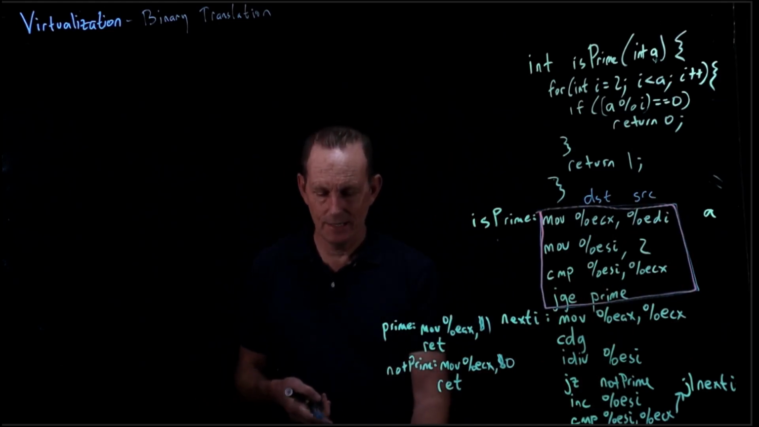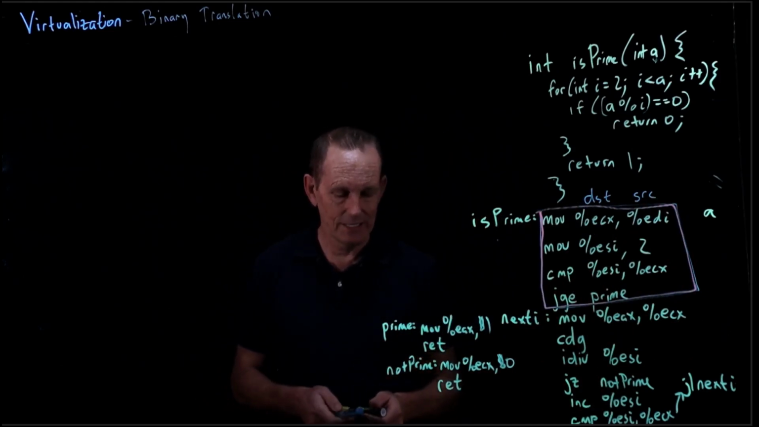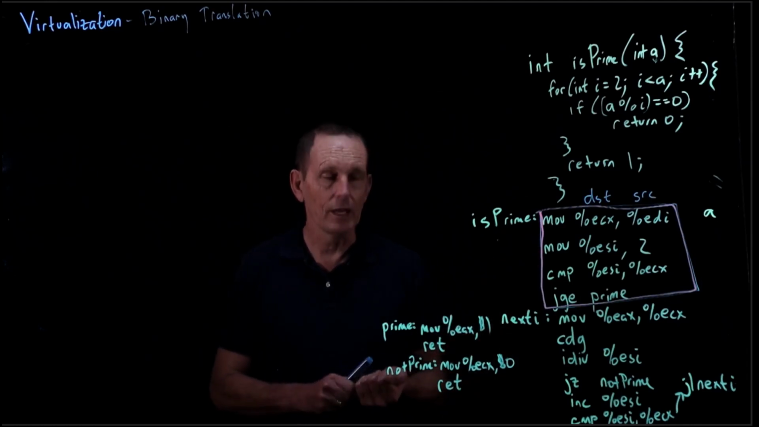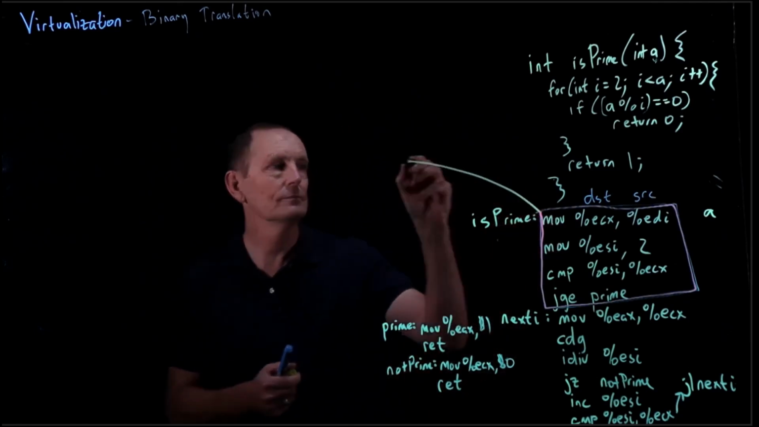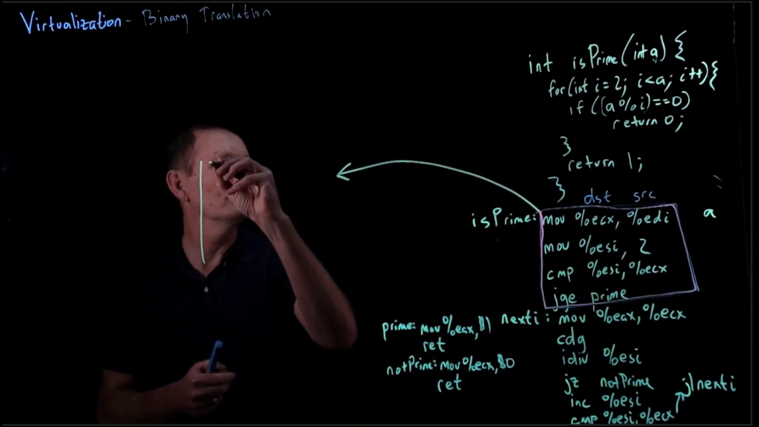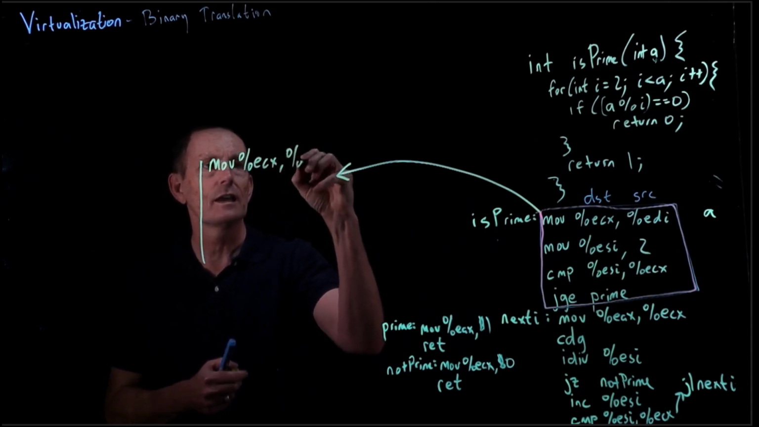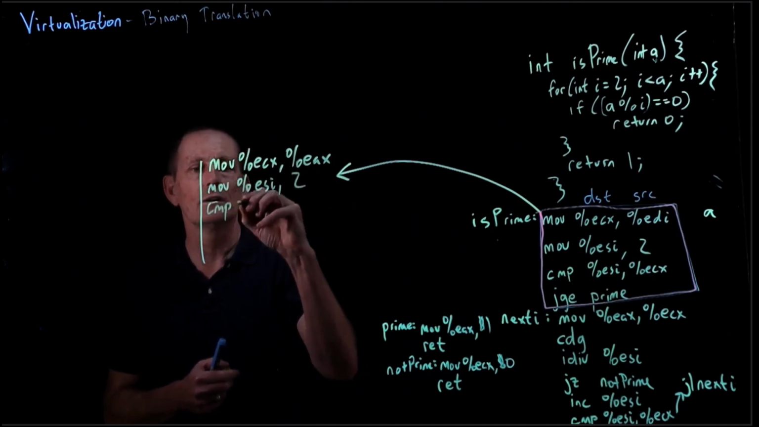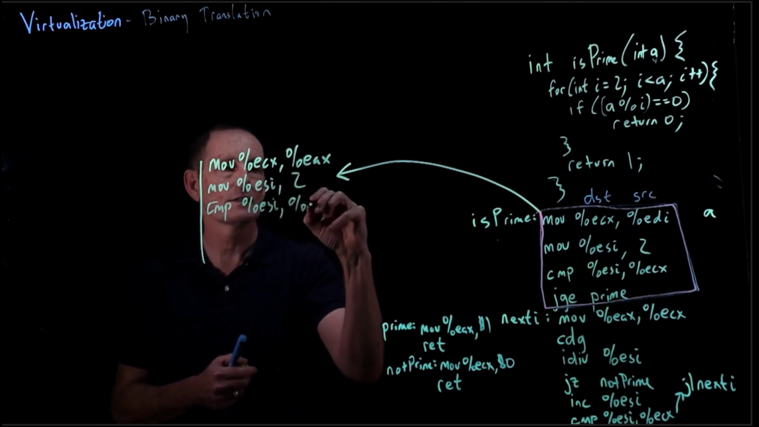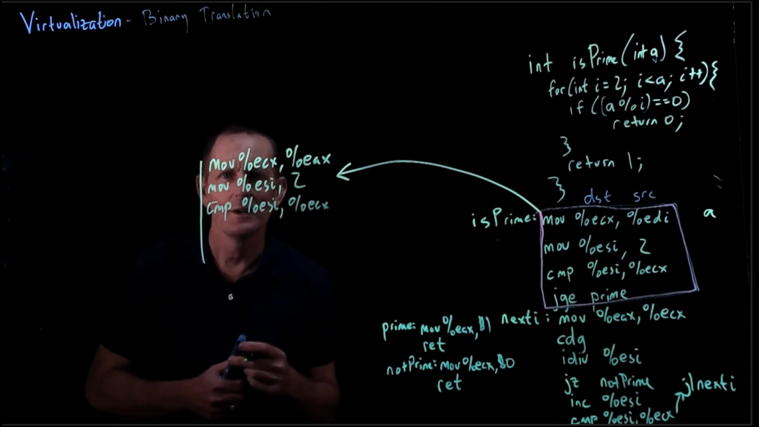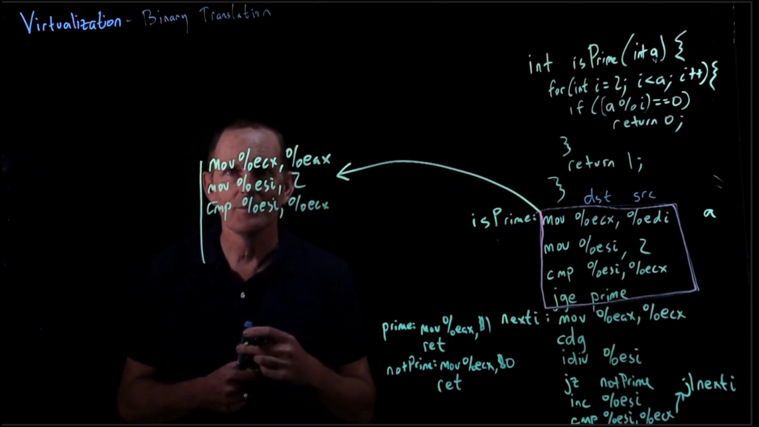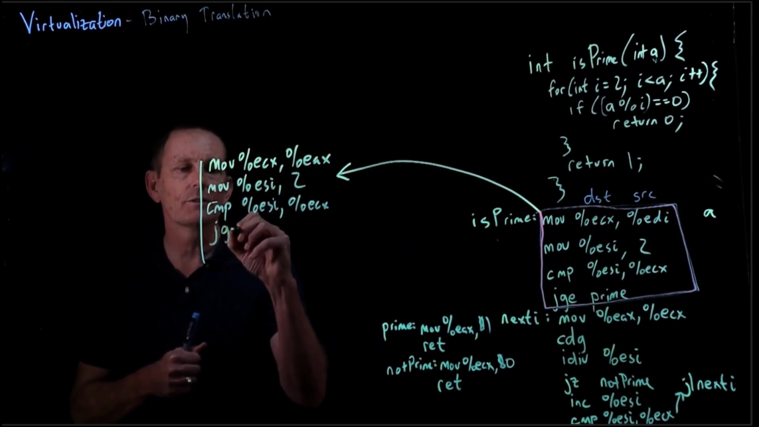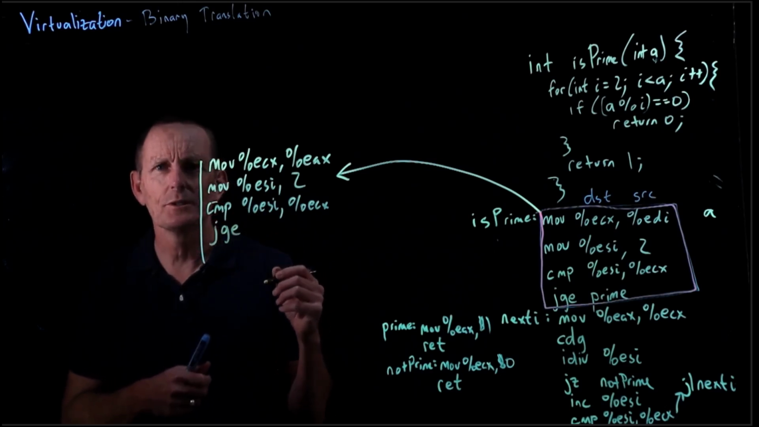So how are we going to translate that? Well, mostly what we're going to do is translate it unchanged, because we don't have any privileged instructions here. So this is going to become move ECX, EAX, move ESI, 2, compare ESI to ECX. And then this is where it's going to be somewhat different. Now we're going to actually replace this with two instructions. So we're going to have, just as we did before, a jump greater than or equal to.